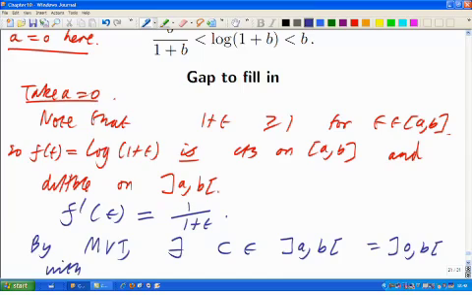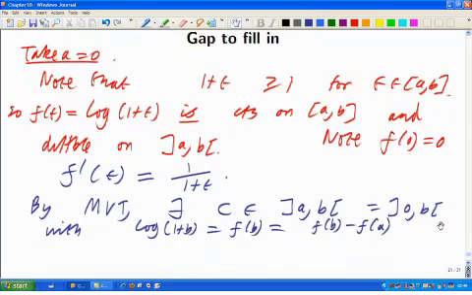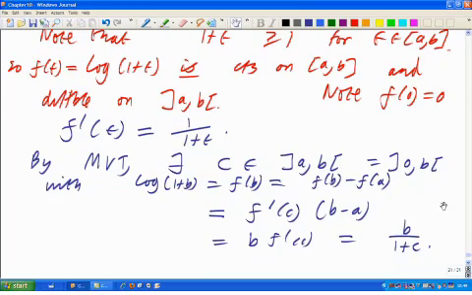With f of b, which is log of 1 plus b. So log of 1 plus b equals f of b. And notice that f of 0 equals 0 here. So that's equal to f of b minus f of a, because f of a is 0, and that's equal to f prime of c times b minus a. a is 0, so that's equal to b f prime of c, which is equal to b over 1 plus c. So log of 1 plus b is equal to b over 1 plus c.